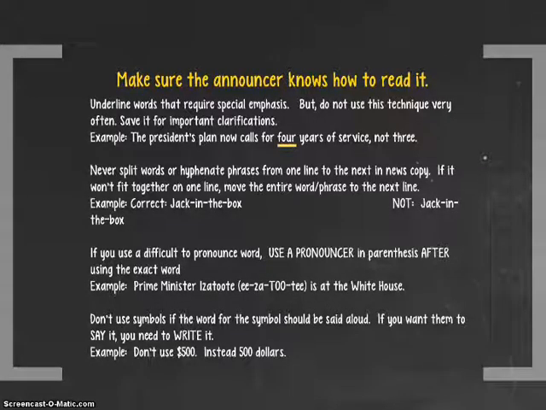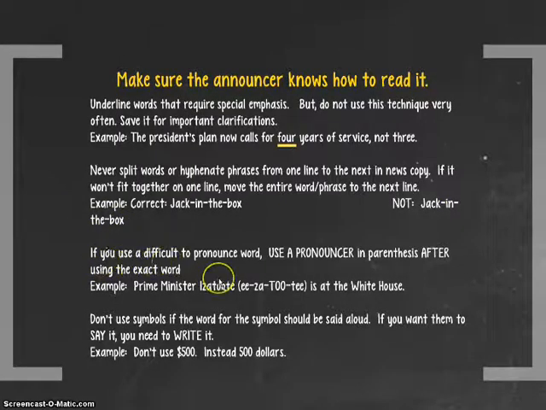Never split or hyphenate phrases from one line into the next in the news copy. If it won't fit together in one line, make sure that you move the entire word or phrase to the next line. This just makes it a little easier to read so they know that they don't have to continue reading on the next line. So look at the examples here. Jack in the box, all in one line. It's harder to read Jack in the box.